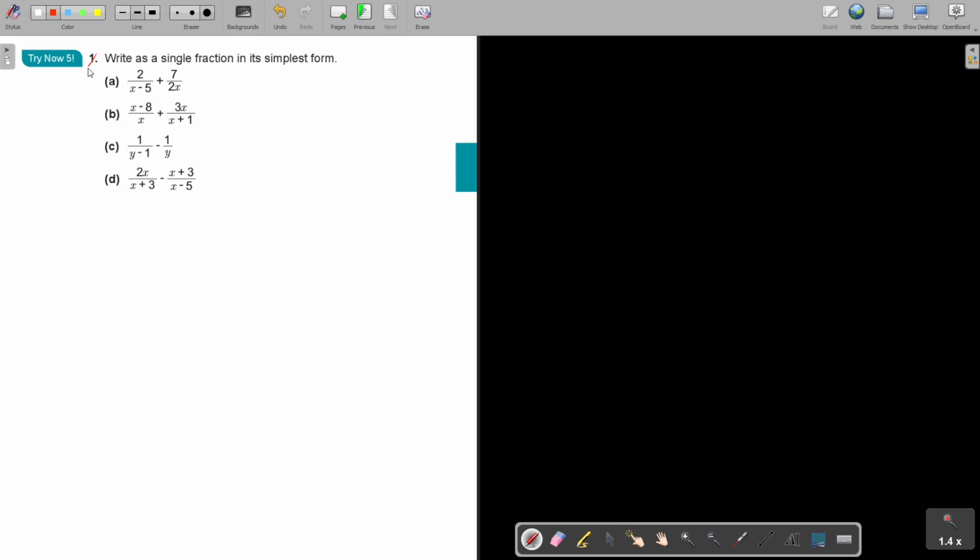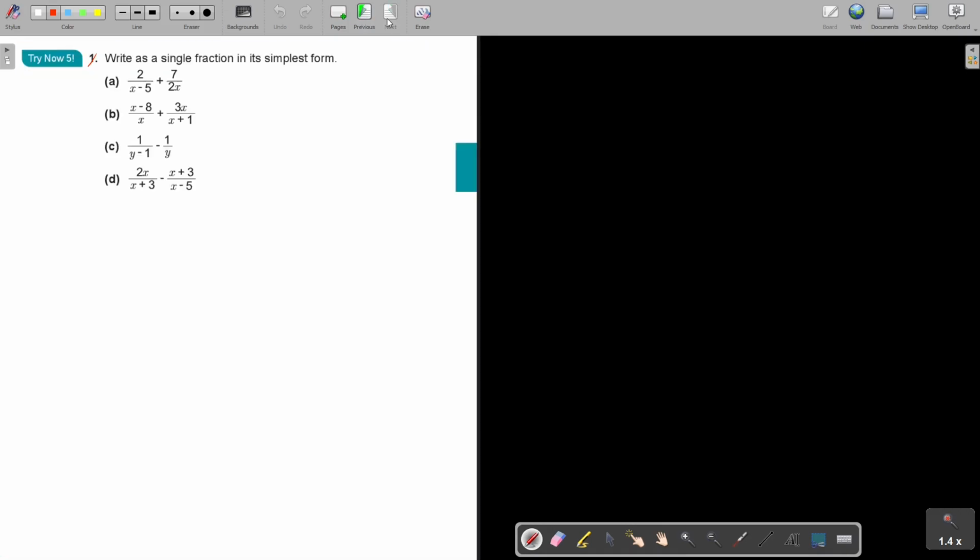Okay, let's start with the first one. Try now. Is it 5 or 4? Let's just go back. Okay, 5. So I'm going to start with number A. And this is going to be 2 over x minus 5 plus 7 over 2x. Very simple, very nice one. Positive, 2 terms. And what will be my LCM? My LCM will just be the 2x. And don't forget to put your brackets, x minus 5.